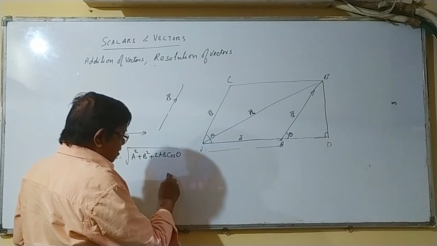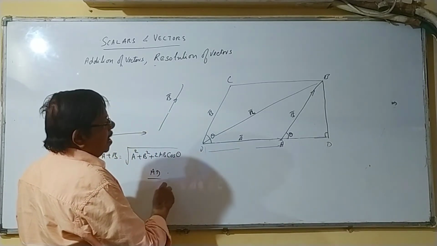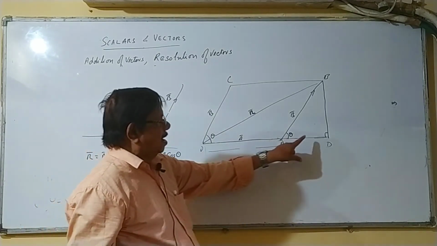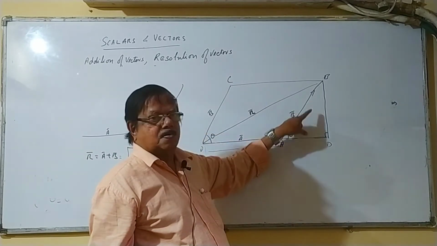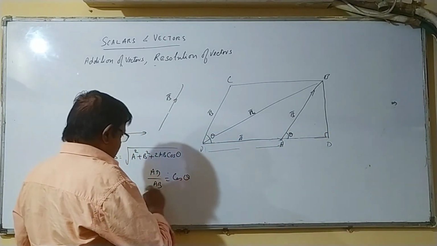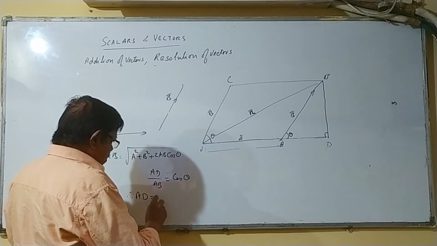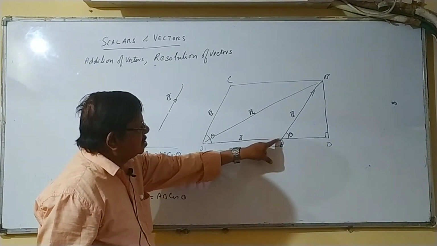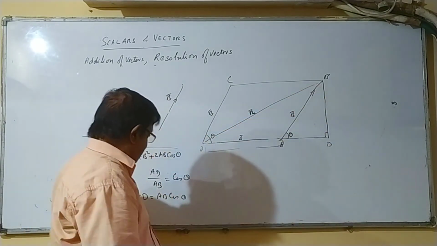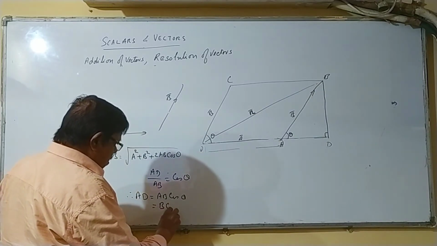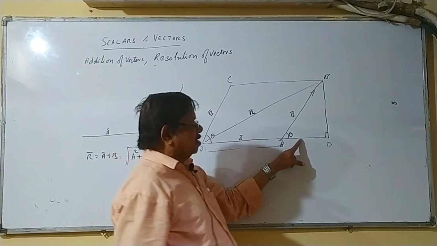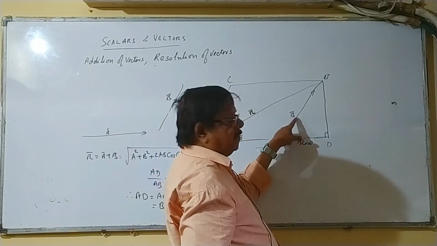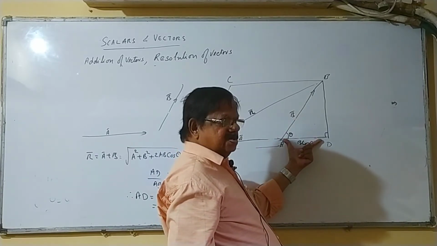Now we know that AD upon AB is equal to cos theta. Adjacent side upon hypotenuse is equal to cos theta. Therefore, AD equals AB into cos theta. And what is AB? AB is B. That is, AD is equal to B cos theta, where B is the magnitude of vector B. B cos theta is this.